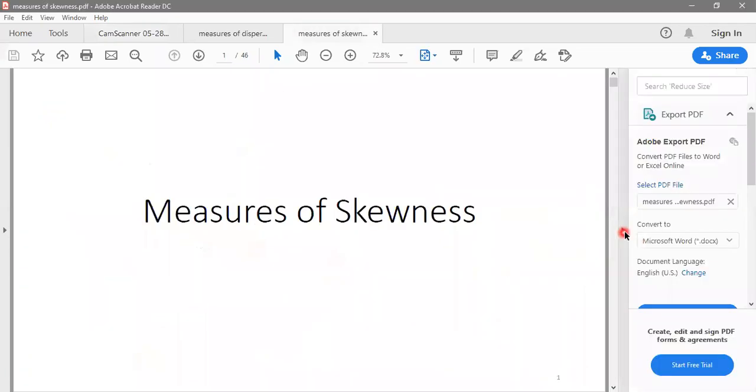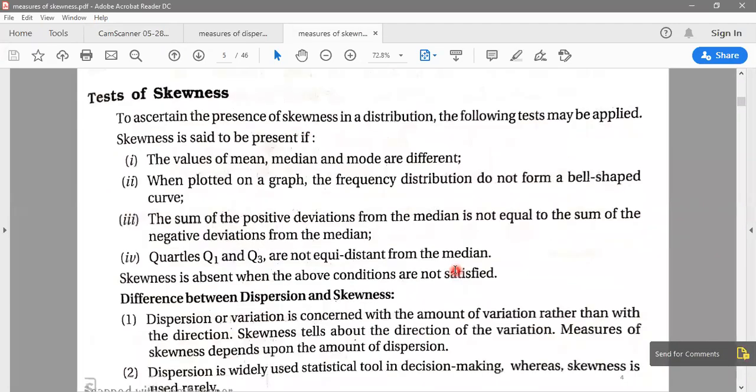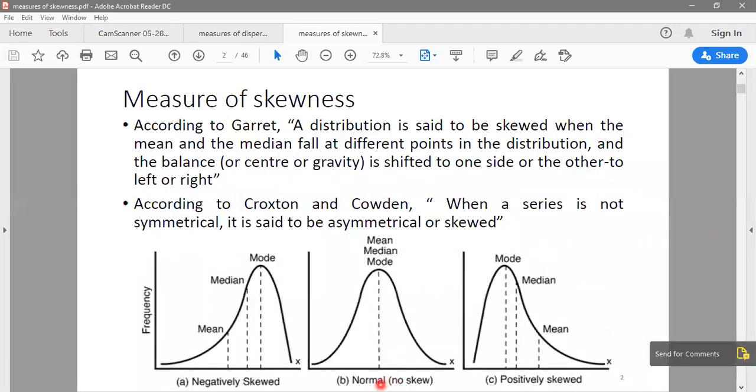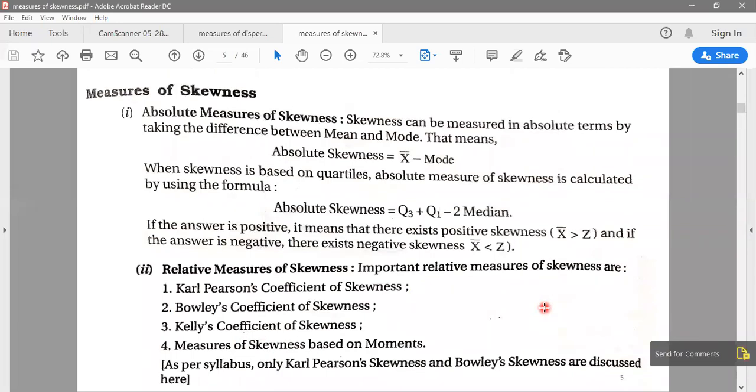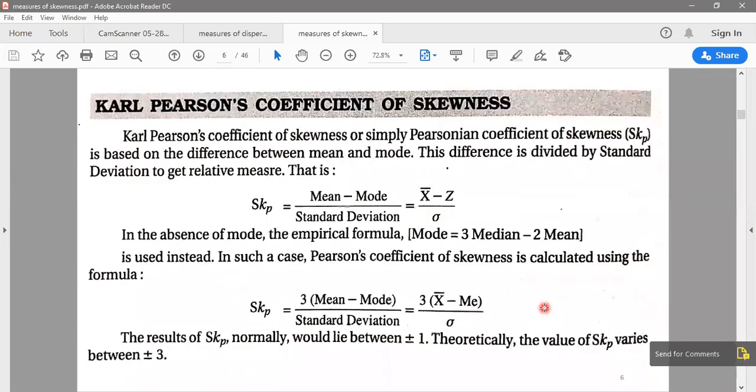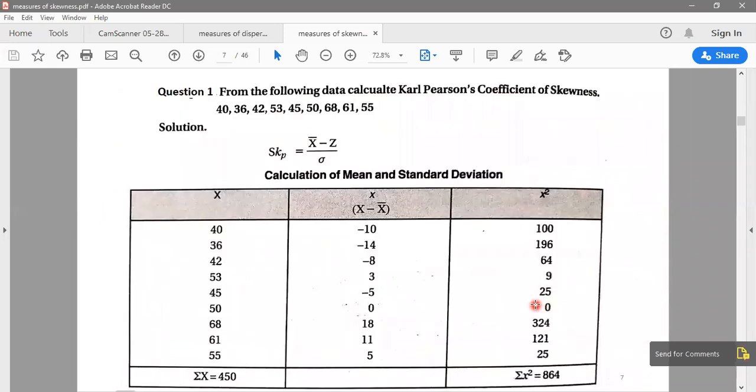Now, if you see measures of skewness, just going through again whatever we did in the class. If your data is exactly lying in the center, then we can say there is no skewness. If the data is towards one side, that is left or right side, then we can say it is positively skewed or negatively skewed. So that is the skewness. And there are many measures of skewness, of which we saw Karl Pearson's coefficient of skewness and Bowley's coefficient of skewness. Any doubts until here?